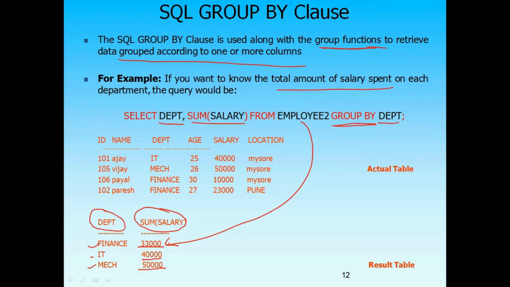You can see this 33,000 is the sum of salary of the finance department. So here 10,000 plus 23,000, the total sum is 33,000. Then there is only a single employee in the IT department, that's why my sum is 40,000. A single employee in the mechanical department, that's why my sum is 50,000. So this is the result of the group by query. I hope you are clear with this.